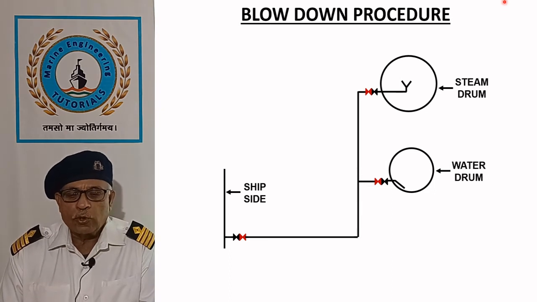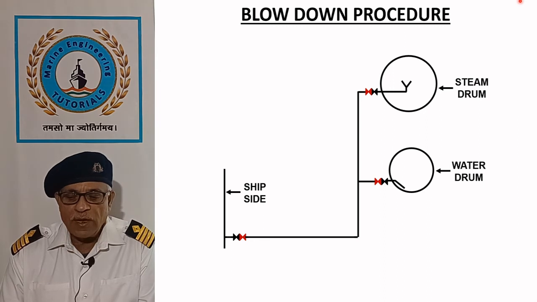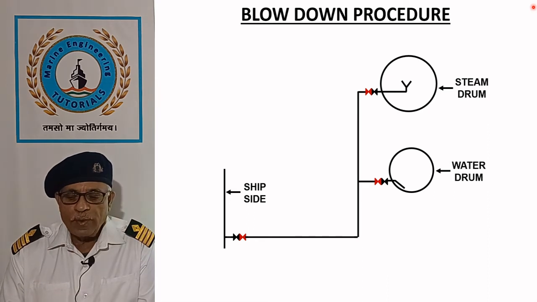Blowing down procedure. The sketch shows a boiler blowdown arrangement. Steam drum and water drum are connected with ship side blowdown valves through the pipe. Blowdown pipe is additionally equipped with intermediate valves to prevent the damage to directly attached valves due to wire drawing action of steam.